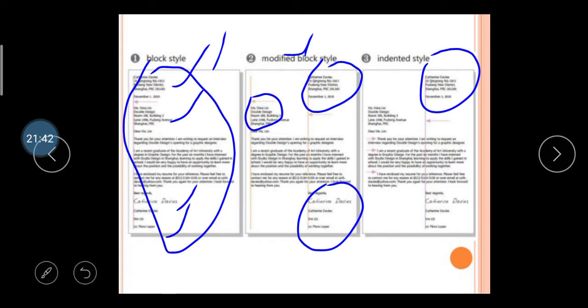In the indented style, you can see that the recipient's name is on the left side, and the sender's address is on the right side. The paragraph starts 1.5 centimeters from the left margin. The salutation, the complimentary close, and the signature are on the right side. So you can prefer the block style or the modified block style for your formal letter.